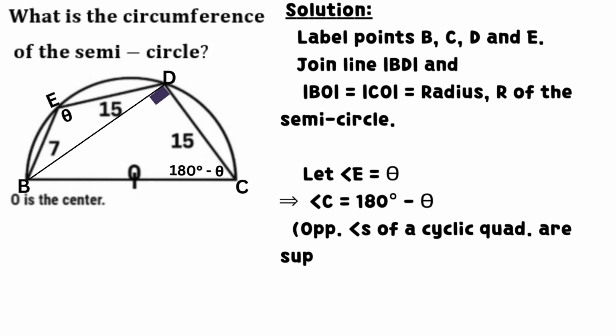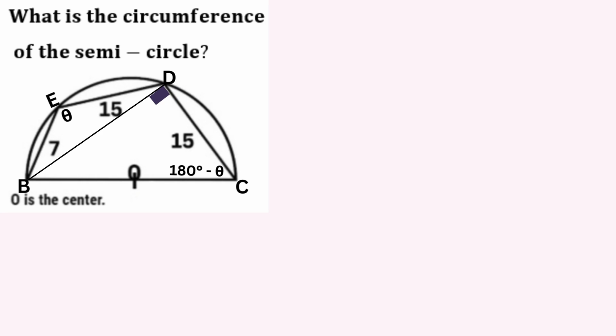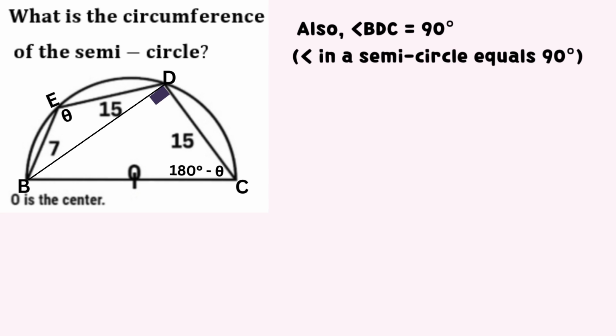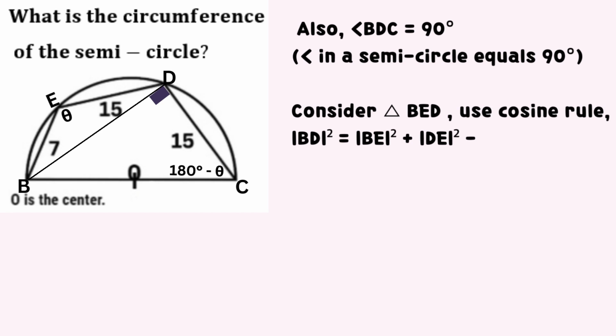Let angle E equal theta. This implies that angle C equals 180 degrees minus theta. It is because the opposite angles of a cyclic quadrilateral are supplementary. Also, angle BDC equals 90 degrees. The reason is that the angle in a semicircle equals 90 degrees.